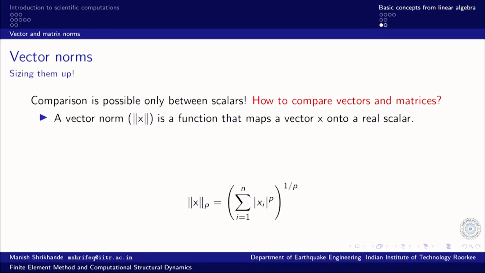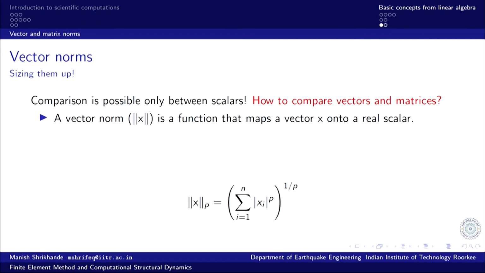If I have a vector of numbers and another vector of numbers, how do I compare between them? How do I say that this vector is smaller than the other vector? During the process of approximation, I have some error from one set of approximation, and I have another measure of error in the solution, available as a vector, from another set of approximation. How do I judge which approximation is better? That is possible if I define a vector norm, which is a function that maps a vector onto a real scalar, and this is a generic definition of a vector norm.